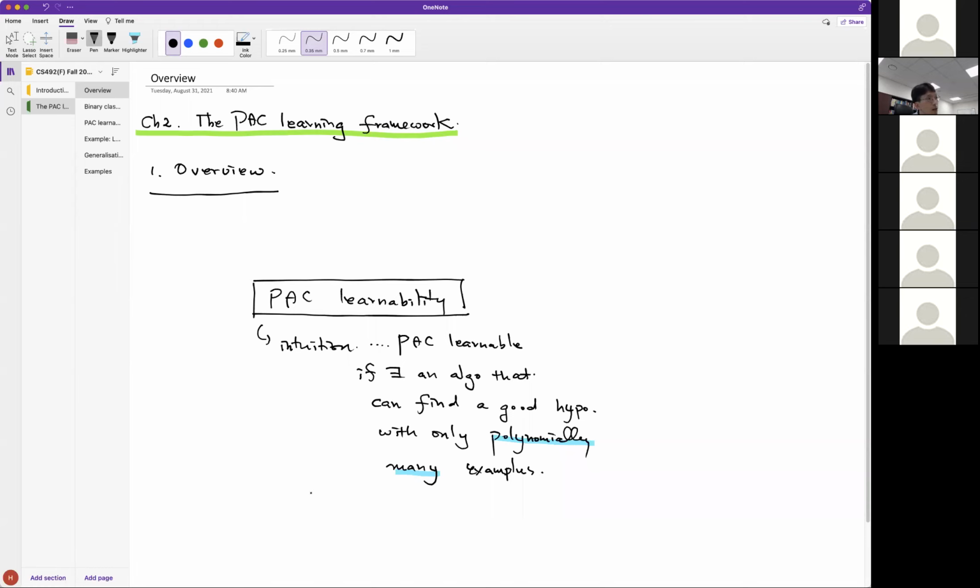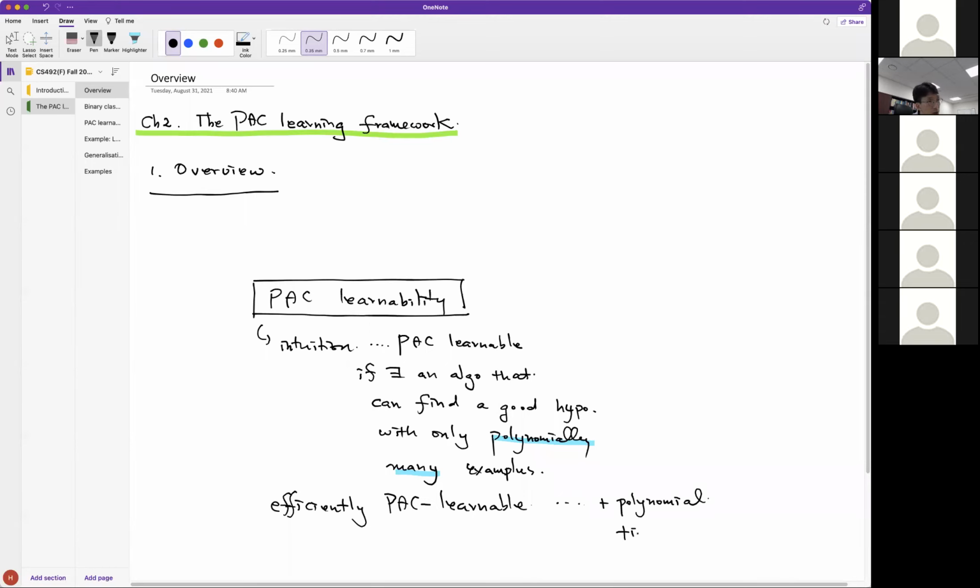And then later, after introducing this PAC learnability, we will refine this concept into efficiently PAC learnable. And in this case, we say to learn a good hypothesis, the algorithm requires polynomially many examples, and also it runs in polynomial time. So there are problems that we will look at where the problem itself is PAC learnable, so that just polynomially many examples is good enough to find a reasonable hypothesis, but it's not efficiently PAC learnable. Okay, so there are examples like this.